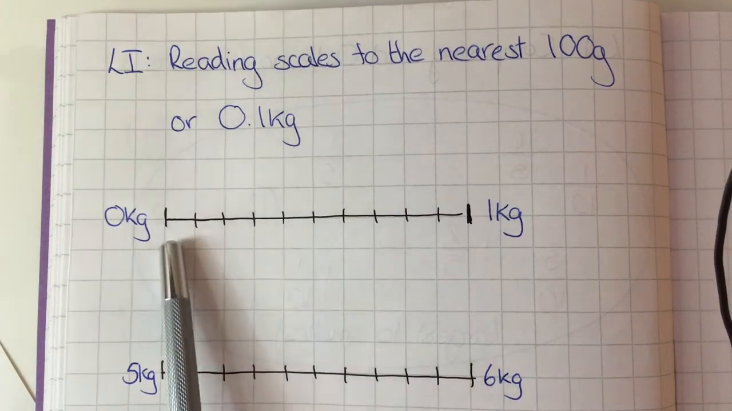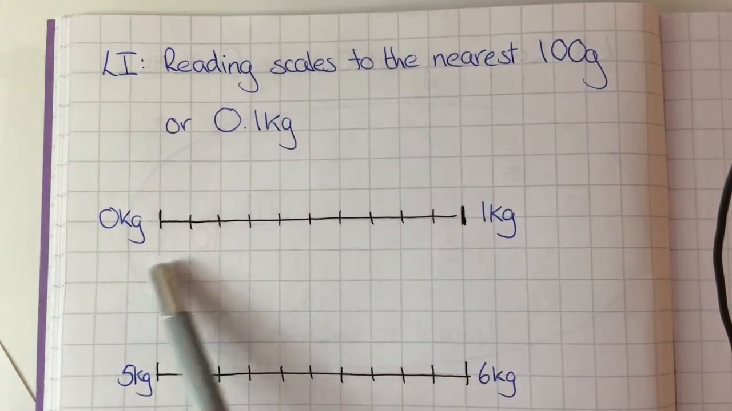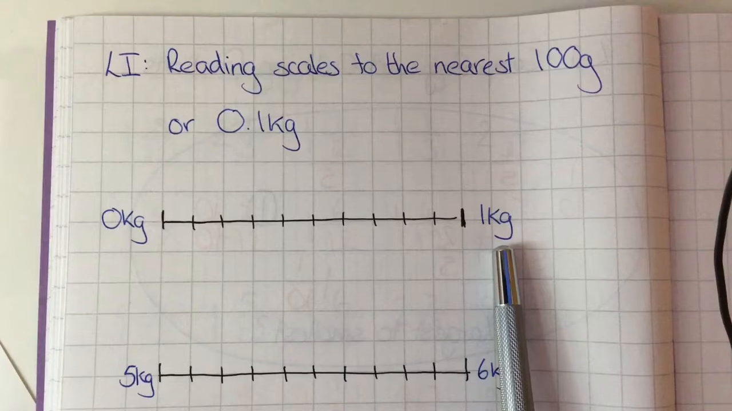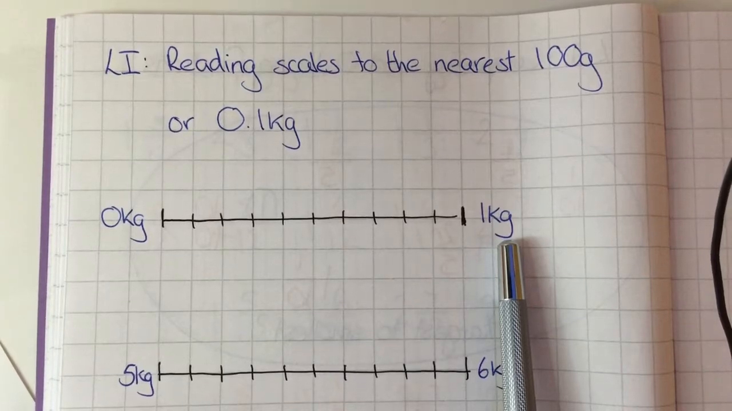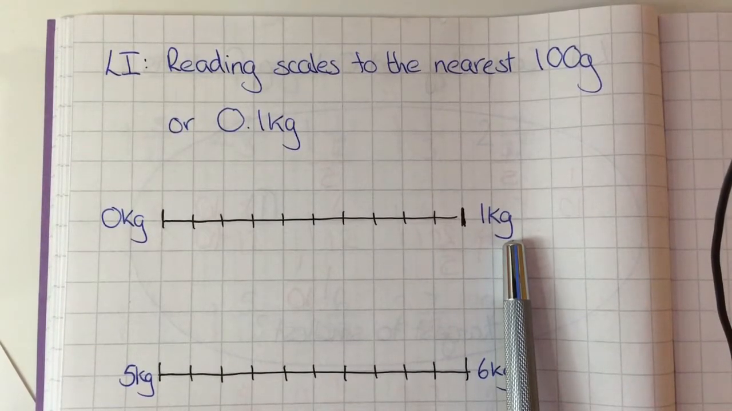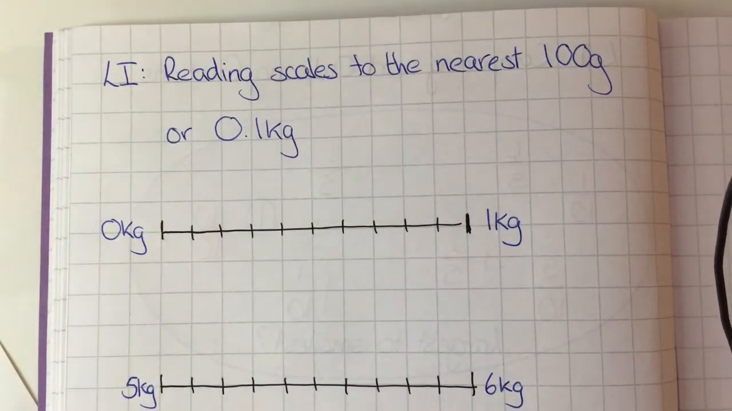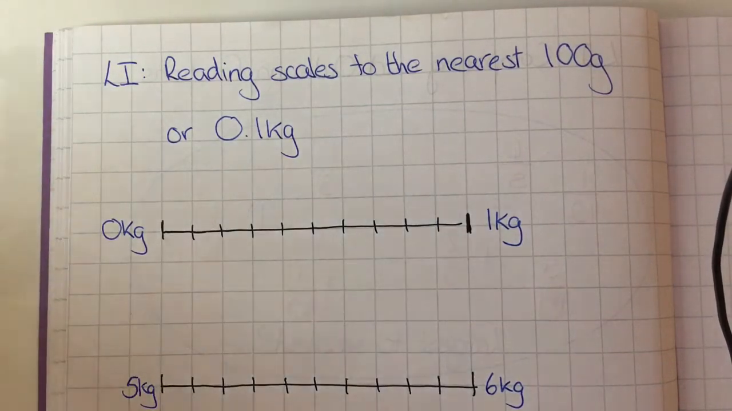Right, let's take a look at our first diagram. Here we have 0 kilograms at that end and 1 kilogram at this end. Now you may want to pause the video in between my questions as we get warmed up, and the first one is, how many divisions are there between the 0 kilograms and 1 kilogram? Good, you should have spotted that there are 10. So if there are 10 divisions, what does each one of those divisions represent? Hopefully from your previous knowledge you would have said 100 grams.